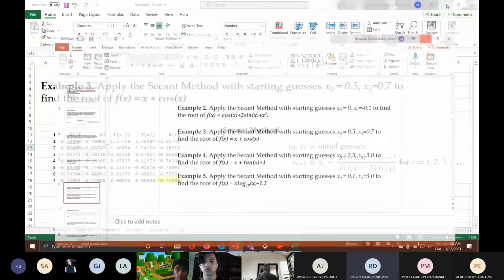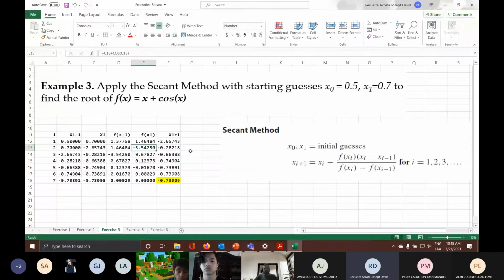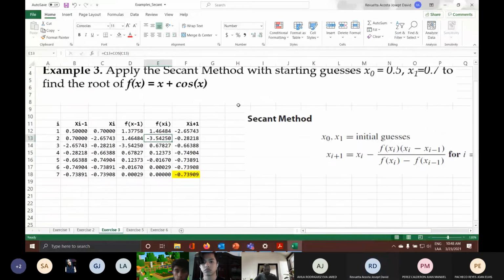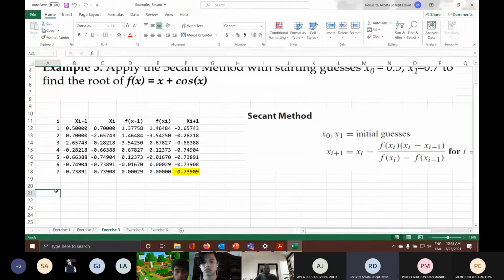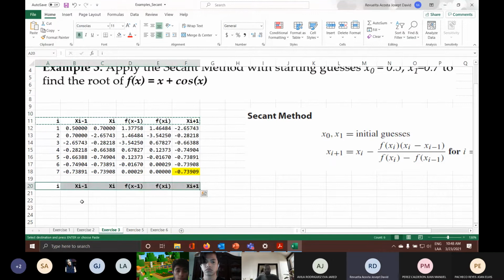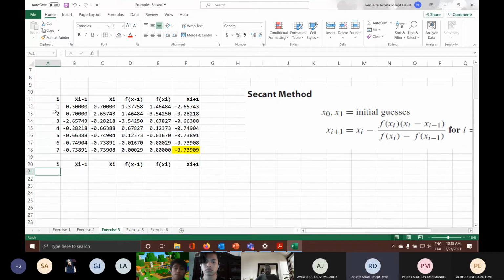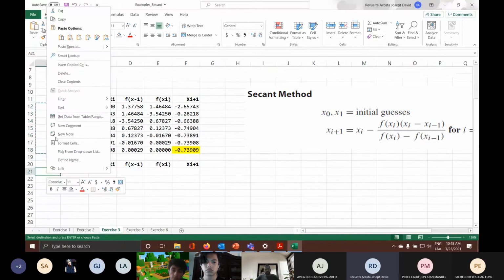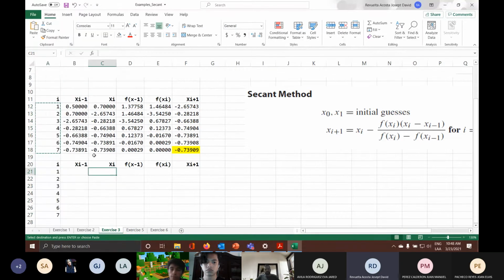So let's do it again. It's actually pretty much the same thing. I'm going to do again a column equal to i. Actually, I'm going to copy this, so it doesn't have to be that complex. Remember, this is going to be my iteration numbers. I'm just saying that I'm going to have 7 iterations because I already solved this exercise.